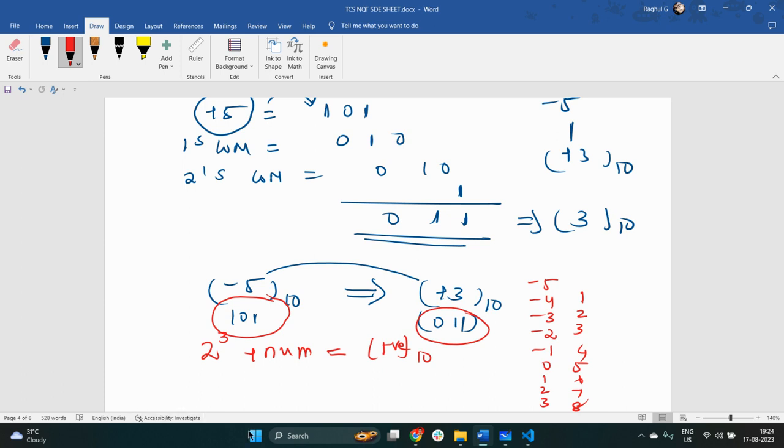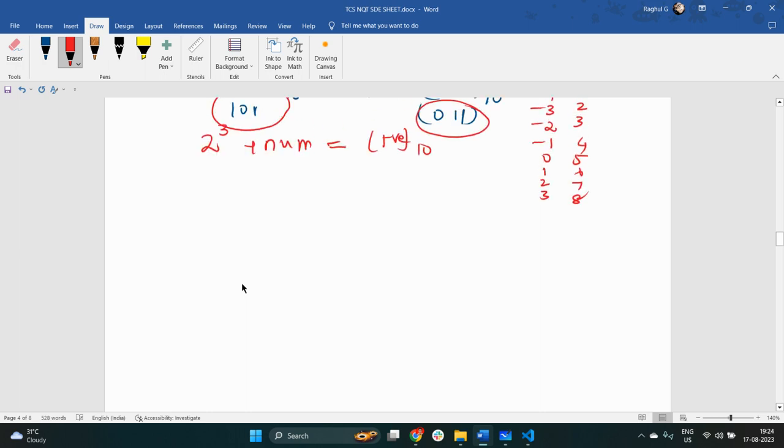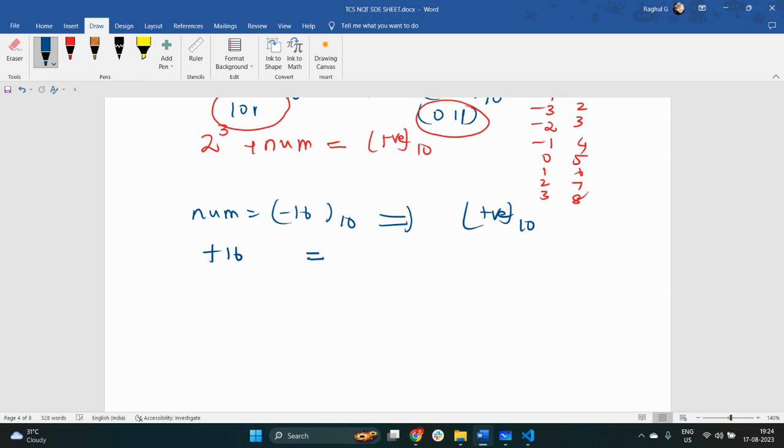So let me give you another example. Let me take this time 16 as my number. Let's take num equal to -16. I'm supposed to convert it to an equivalent positive decimal number. Let's find: what is plus 16? We have 8 4 2 1, 8 plus 4 is 12, 12 plus 2 is 14, so plus 16 goes beyond the range. So let's take another number.